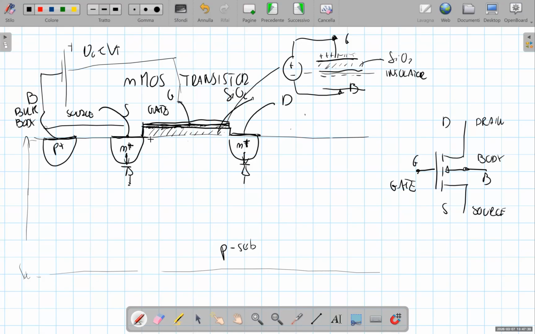When this conductive channel is created, for gate voltage larger than the threshold voltage, the transistor behaves either as a resistance or, better, as a non-linear resistance between the drain and the source, and in any case it's possible to have current flowing through the drain. Okay?